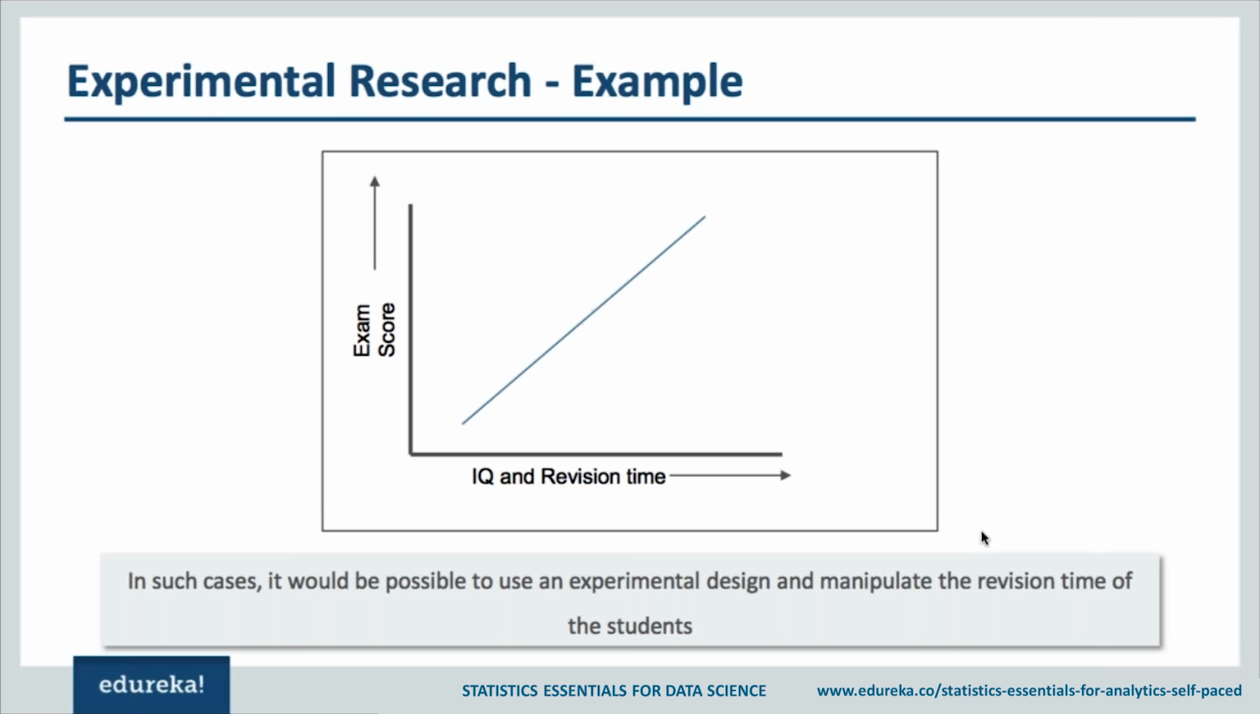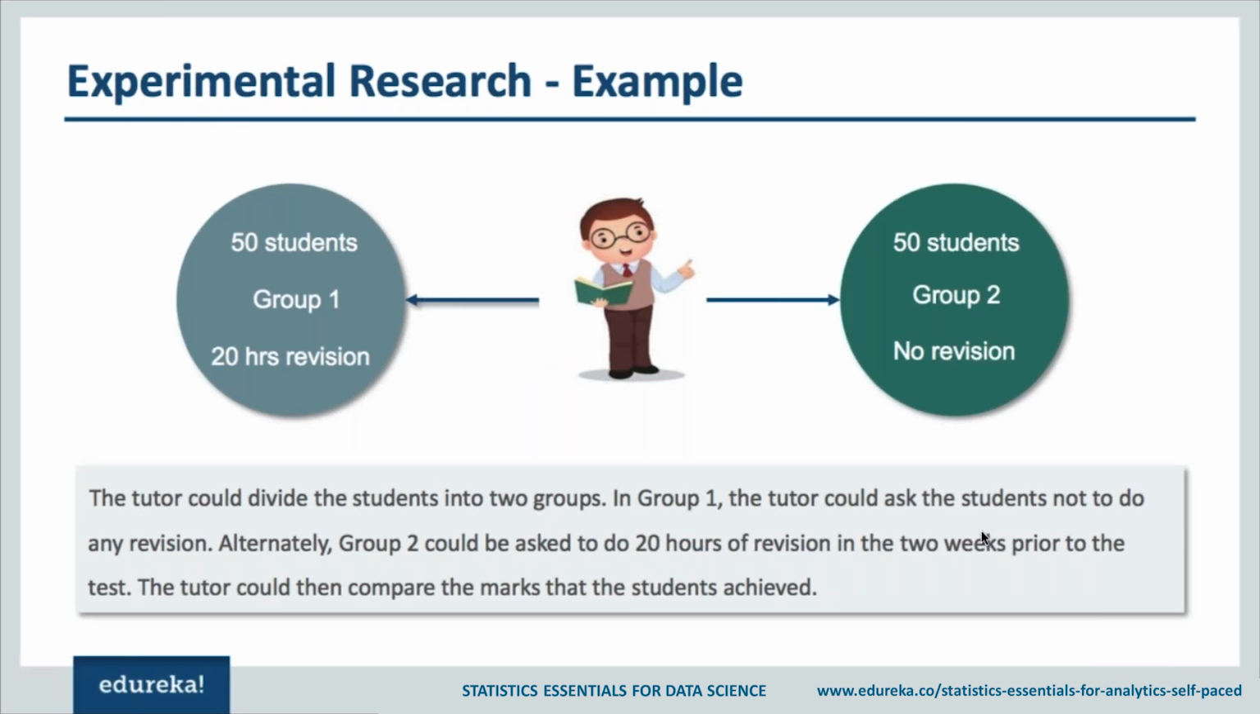Now, if you try to relate the revision time and IQ with the exam score, you will see a linear relationship between these variables. That means the more the revision time, the better the exam score. The less the revision time, the lower the exam score. So what they have done is divide the group.